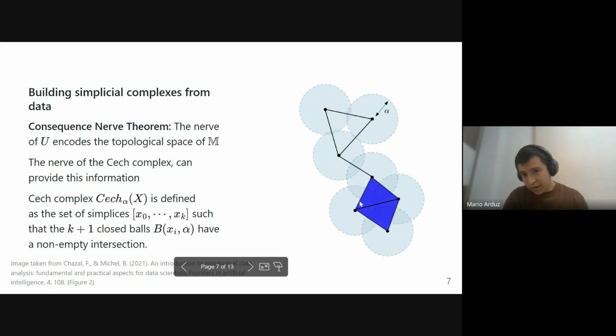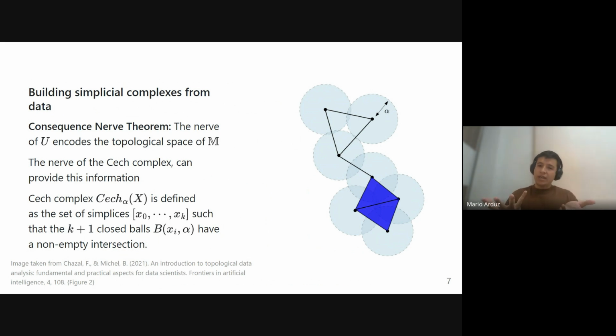But here we have more than two circles overlapping with each other, so we are going to get another type of simplex. We are going to get a triangle instead of just one line. The idea is to get this representation out of the data by making these circles, which is named the Čech complex. And with this, we are later going to have the features to put into our models.